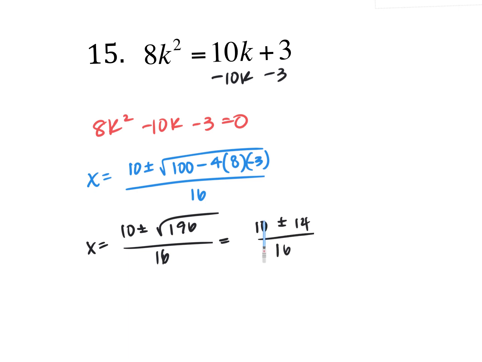We can do this in our head. What's 10 plus 14? 24 over 16. 3 halves. So that's going to get us 3 halves. 10 minus 14? Negative 4 over 16 would get me negative 1/4.